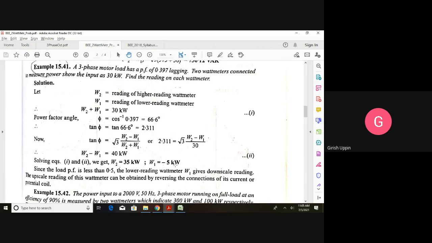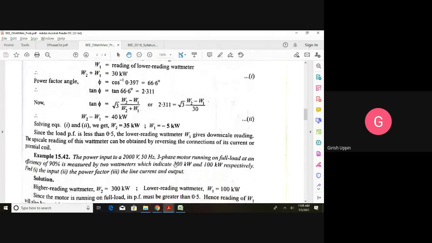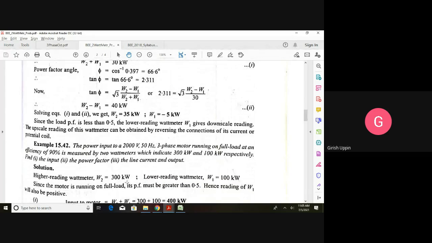That is the answer. So you can also make the conclusion. Since the power factor is less than 0.5, the lower wattmeter reading W1 gives a downscale reading. The upscale reading of this wattmeter can be obtained by reversing the connection of its current or potential coil. Okay, we can either reverse the current coil or the potential coil.